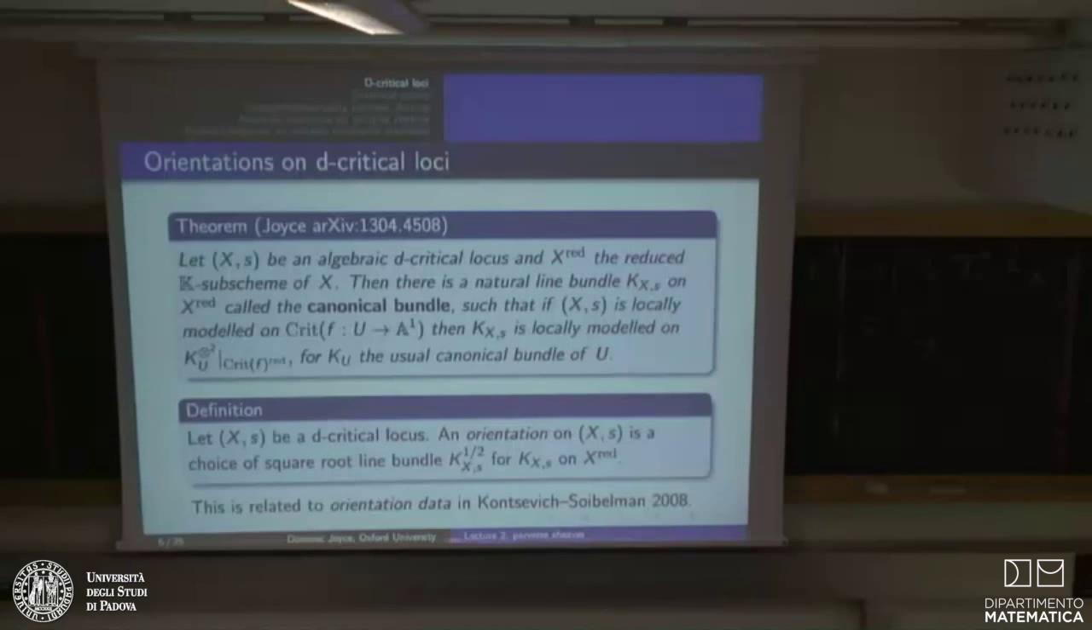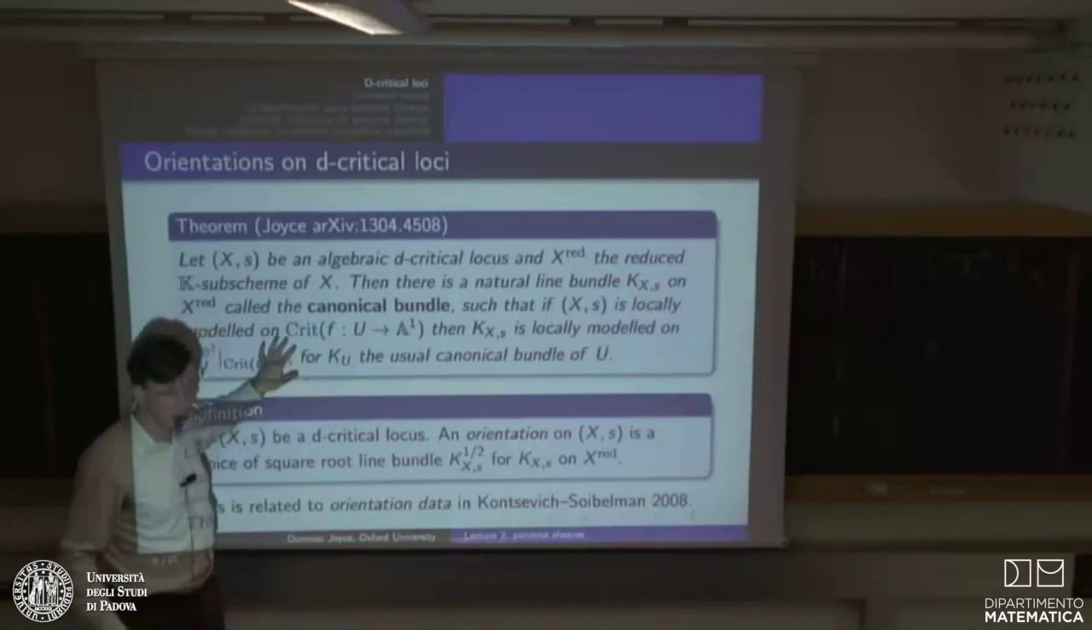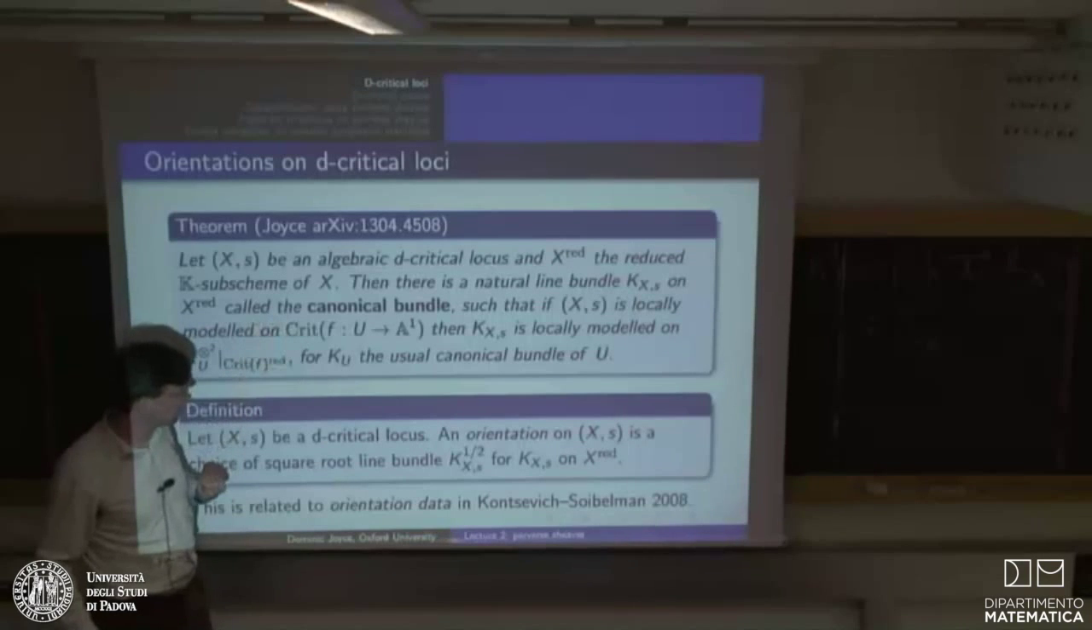Including even Kontsevich-Soibelman the first time around. So let's make a definition. Before we do that, let me say a reason why K_U squared would be natural: let's think of this as a derived critical locus instead of a classical critical locus.